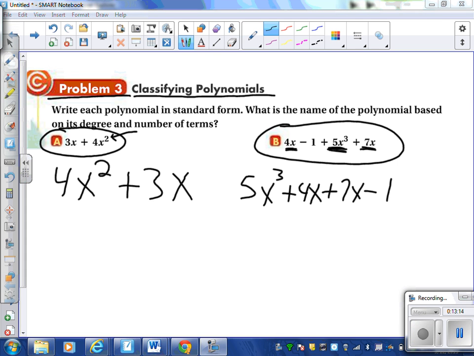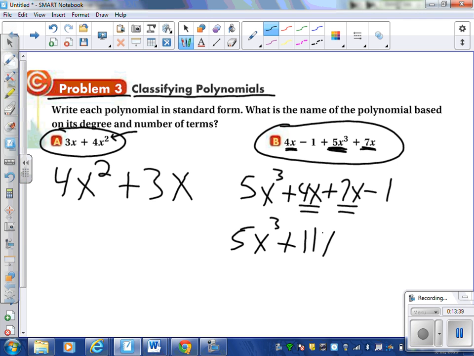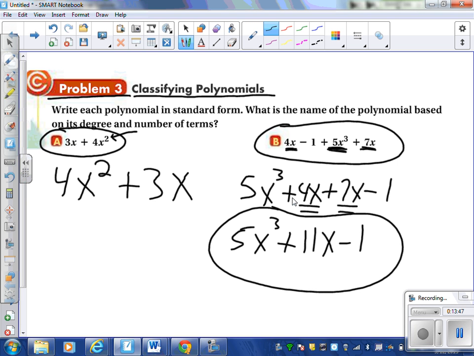Is that my final answer? Not quite. We have 2 terms that are like terms, the 4x and the 7x. So to get our final answer, we combine our like terms, and we'll end up with 5x to the third power plus 4 plus 7 gives me 11x minus 1. Now, 5x to the third power plus 11x minus 1 is the final answer.